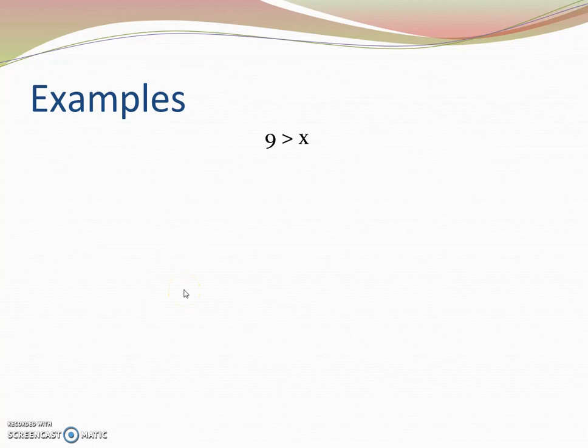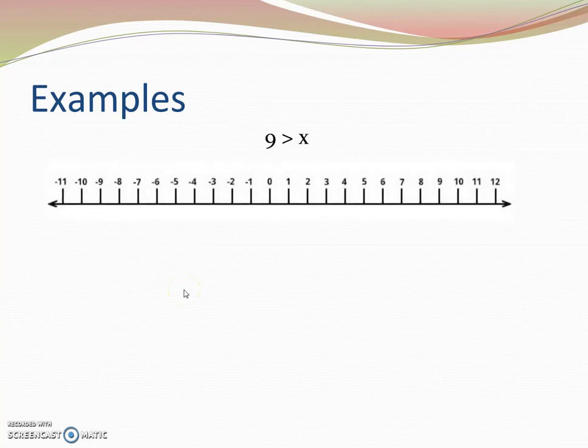Here's another example. 9 is greater than x. So with my number line, I know my circle is going to be at 9. And because there's no line under it, it's not equal to, so it's an open circle. And 9 is bigger than all my shading, so all my shading has to be below 9, so that's going to be to the left.